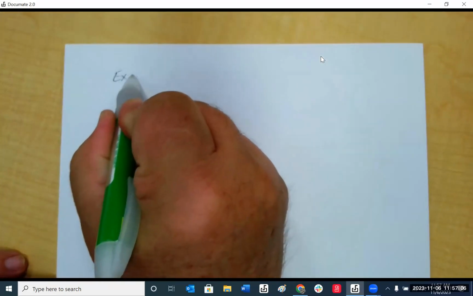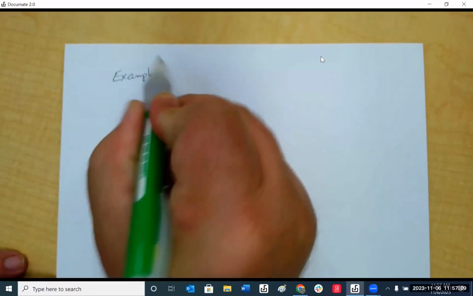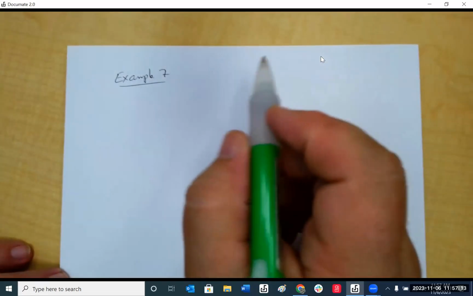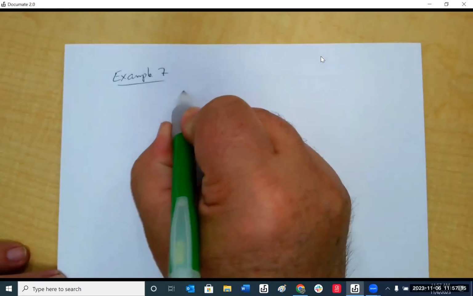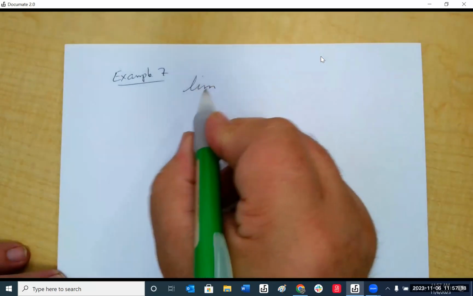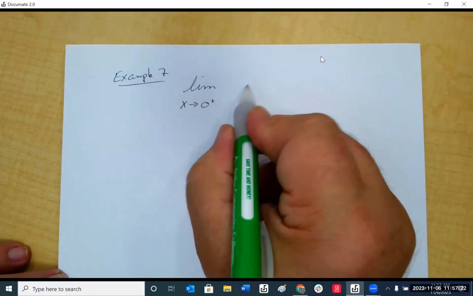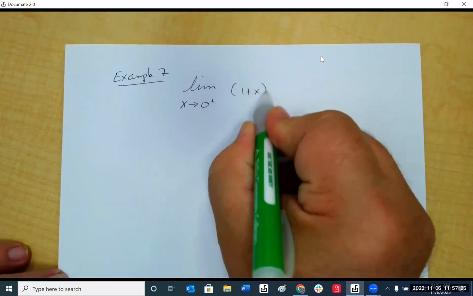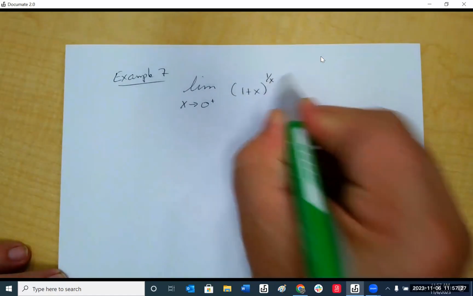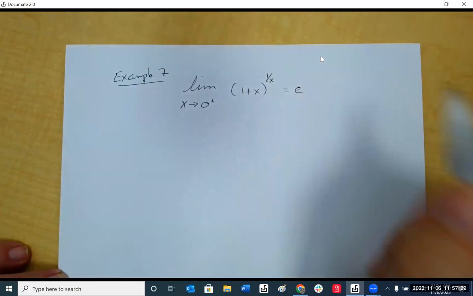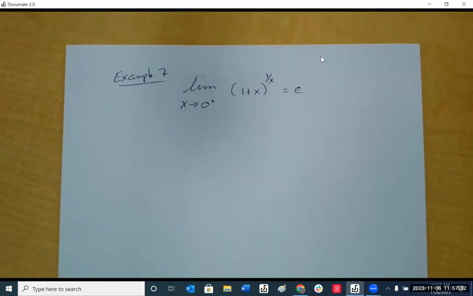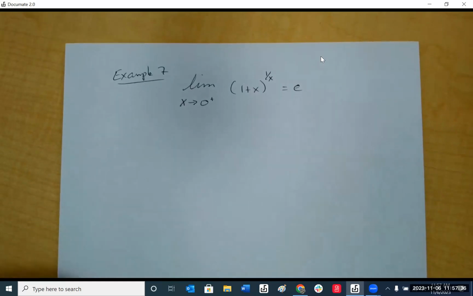So let's look at this. Example 7. Apply L'Hopital's rule to show that the limit as x approaches 0 from the right of (1 plus x) to the 1 over x is equal to e. Equal to e. Okay, let's see this.